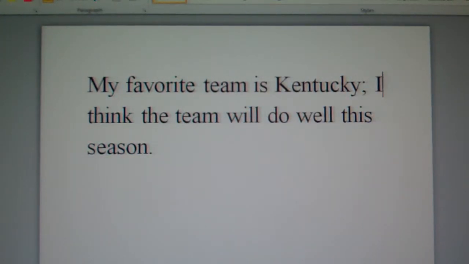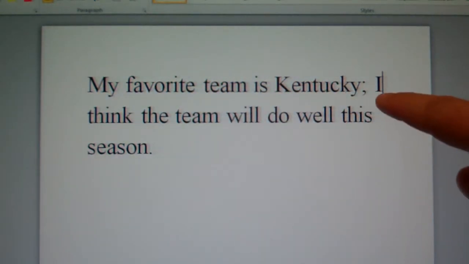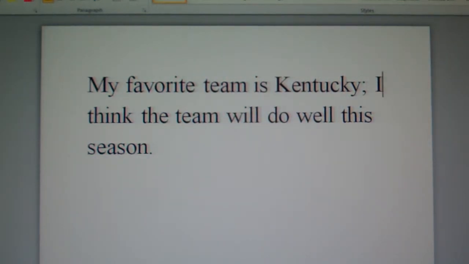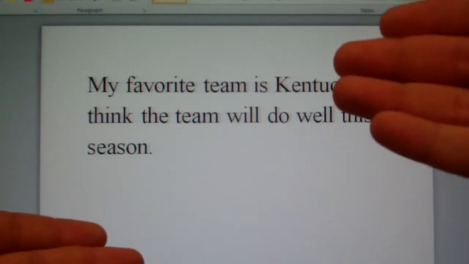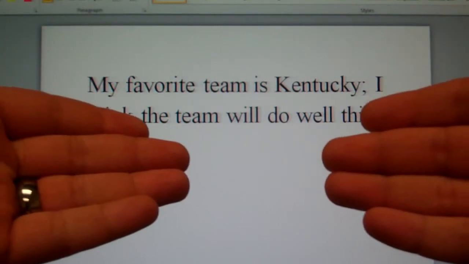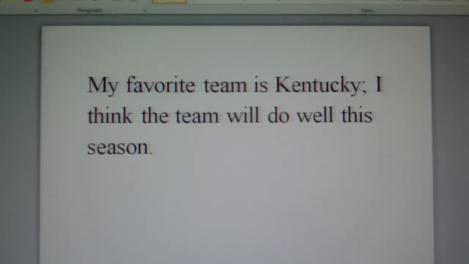The other way to think about it is, do the structures carry equal weight? In other words, is what's being said over here just as balanced and equal as what's being said over here? And that's certainly true, because if we know that Kentucky's the writer's favorite team, then saying that the team will do well is equally balanced. So it's kind of like a balancing act. If you can see the scales, sometimes I compare it to the scales of justice. They tip, and then they kind of balance out. So think of it that way. I had to throw the hand motions in so you could see exactly what I was talking about.